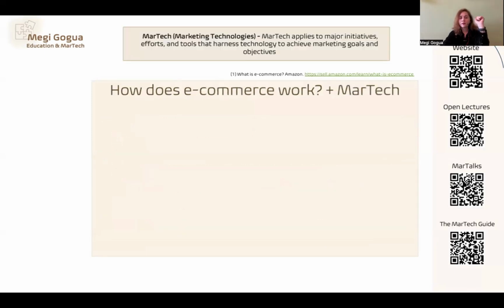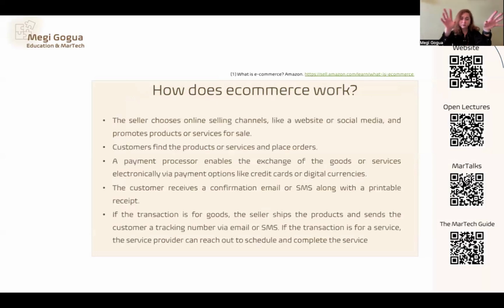Let me give you a reminder of what MarTech is. MarTech technologies, or MarTech technology. MarTech applies to major initiatives, efforts, and tools that harness technology to achieve marketing goals and objectives. So generally, we need to use tech for marketing goals and objectives, right?